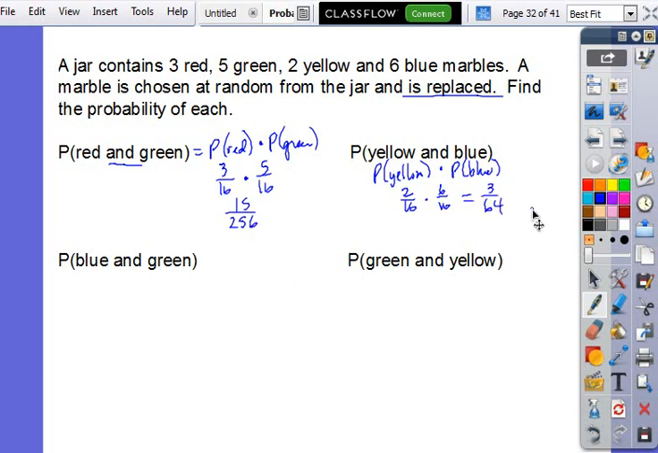All right, see what you can do with those bottom two down there. All right, probability of blue and green. So I'm going to do probability of blue first, multiply by the probability of green second. So blue would be what, y'all say? 6/16. 6/16 times green, which is 5/16. That's 15/128.